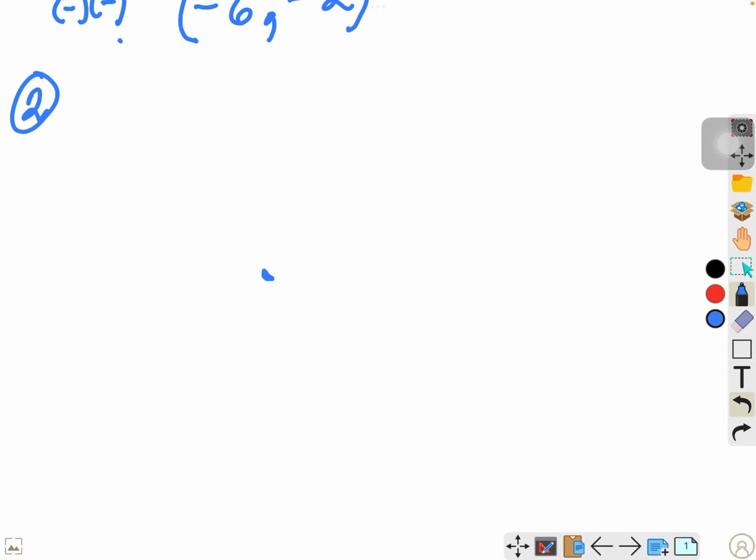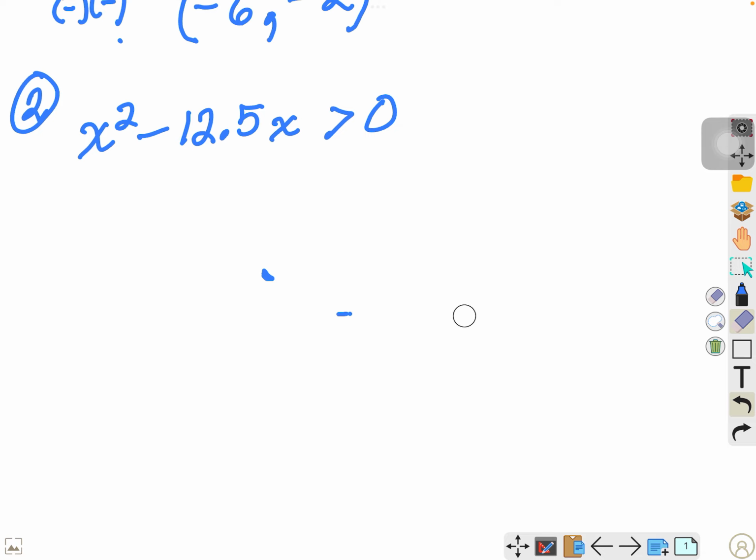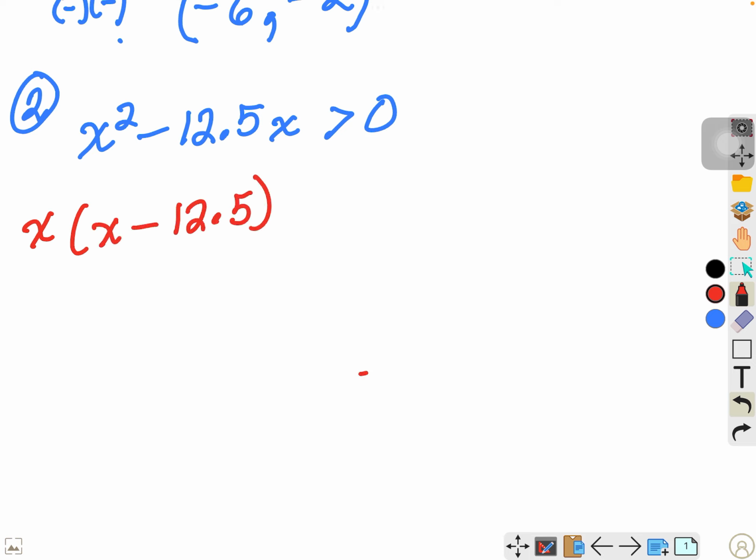Problem 2. X squared minus 12.5x is greater than 0. So I notice that I can factor out an x. So I'm going to do that. And I'm left with x minus 12.5 greater than 0.